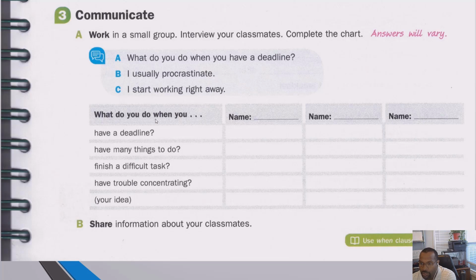So here are the questions that we can ask each other. What do you do when you have a deadline? Have many things to do. Finish a difficult task. Have trouble concentrating. And then this one could be anything that you want to ask, right? What do you do when you are hungry? Right?